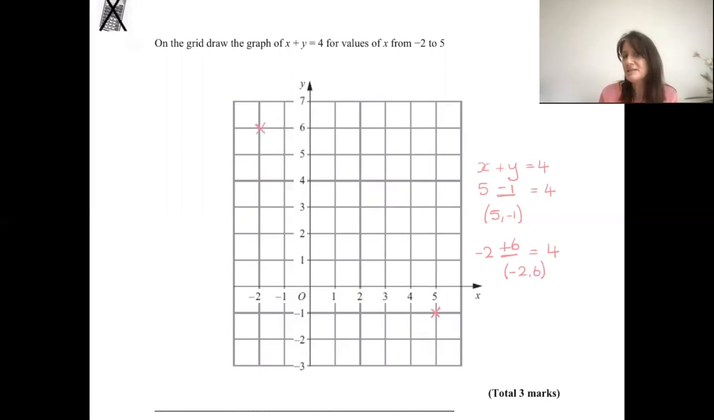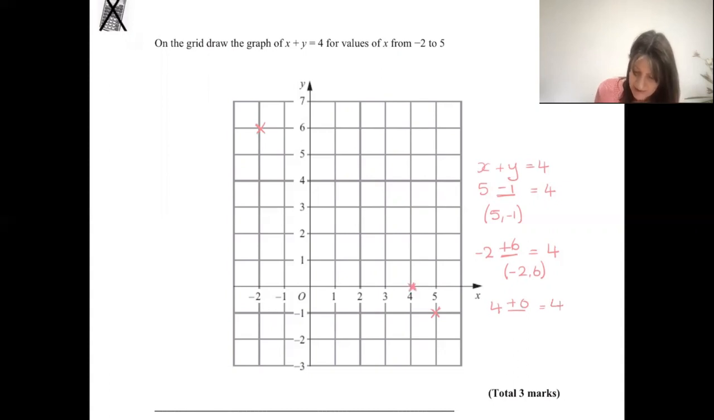Now, like I said, I think it's really important to have more than 2. I mean, I could line my ruler up now and I could get the line and it would be accurate, but we want the examiner to know it's not a fluke. We want the examiner to see we understood what we're doing. So now I'm just going to choose a random one. I'm going to say x is 4. 4 and something must equal 4. Well, that's going to be add 0. I don't want to do anything. So when x is 4, y is 0.